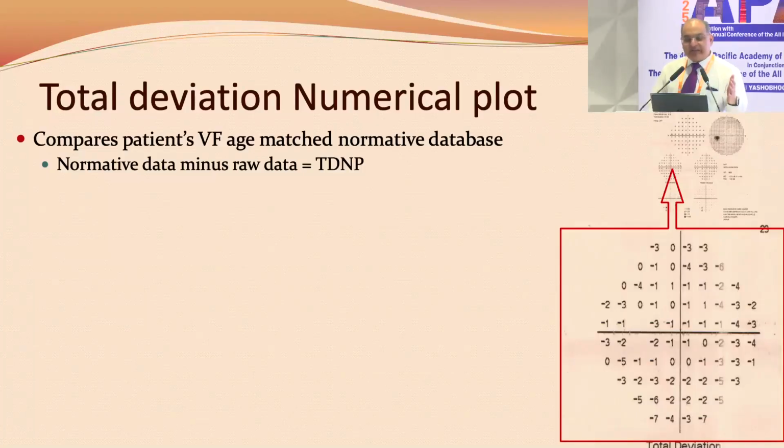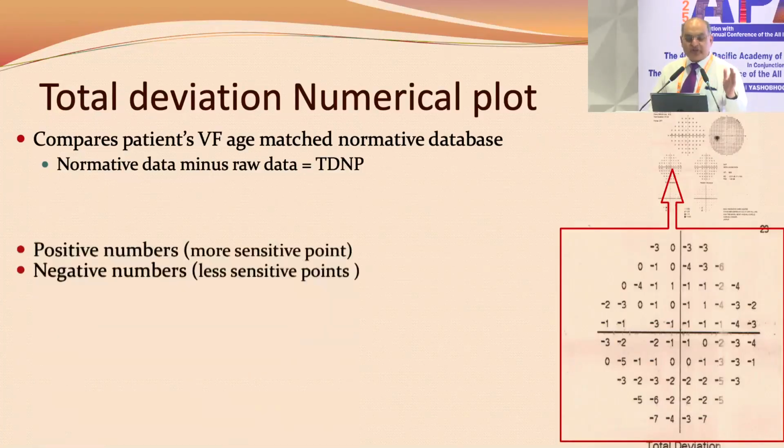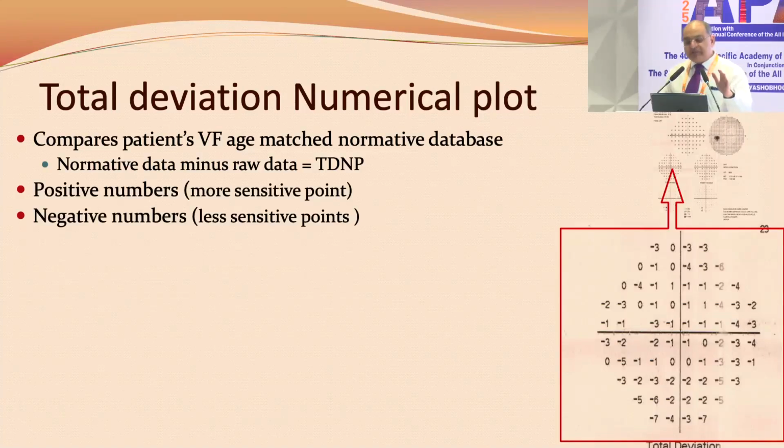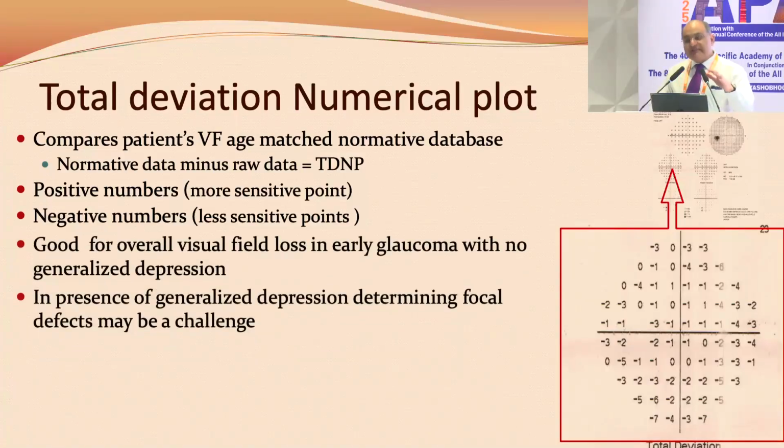So the normative database minus the raw data gives you the total deviation normative plot. The numbers without any sign, or the positive numbers, indicate more sensitive points, and negative numbers indicate less sensitive points. So overall this is good for early glaucoma, but in the absence of generalized depression we cannot bring out the pattern defects which are typical of glaucomas.